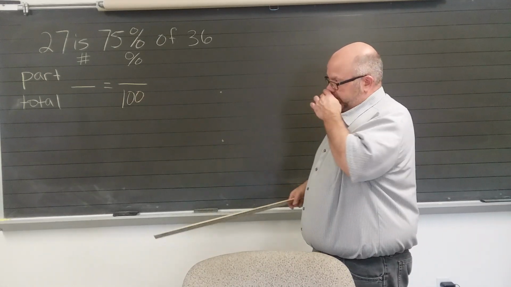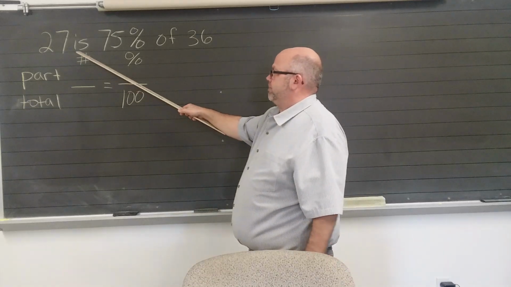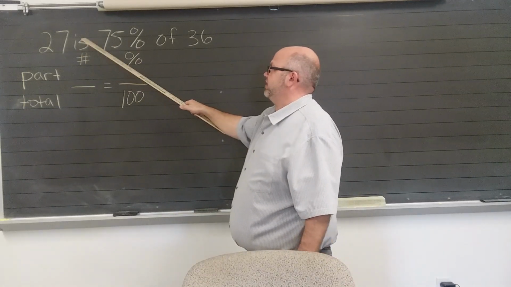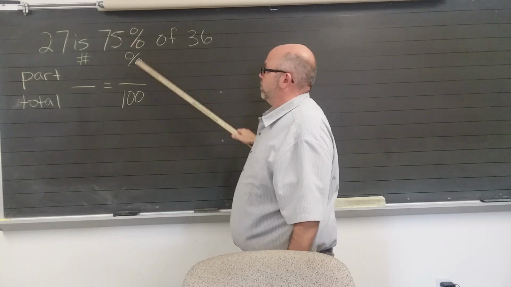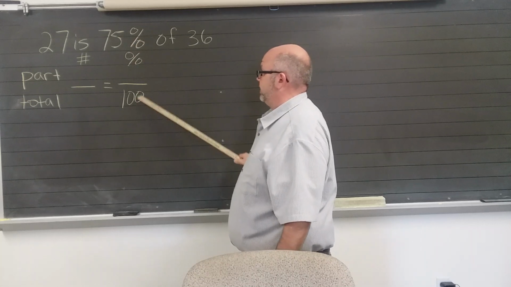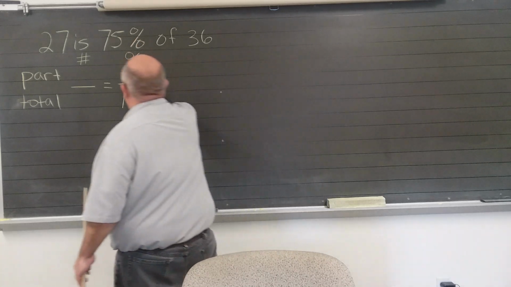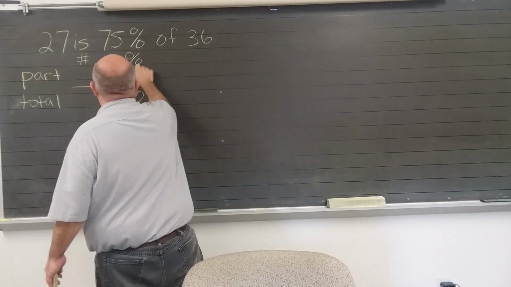Okay, now what is the part? So the number and the percent, 27 is 75%. Well, percent goes over percent, right? So this is going to be 75% or 75.